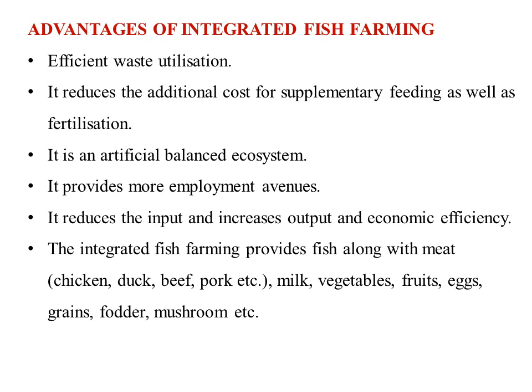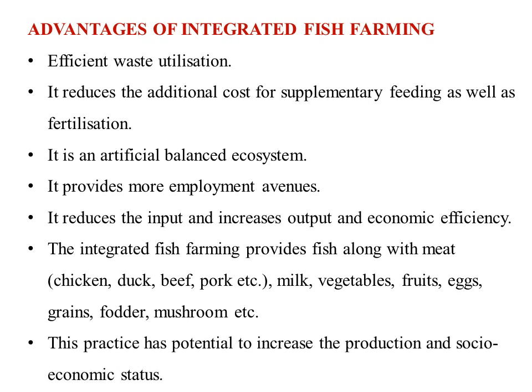And in this type of integrated farming system, we are not only getting fish, we are also obtaining meat as well as milk, vegetables, fruits, even eggs, grains, fodders, mushroom, etc. So obviously a large number of products can be obtained in a single system. This practice has the potential to increase the production as well as the social and economic status of the country. And thank you everyone.